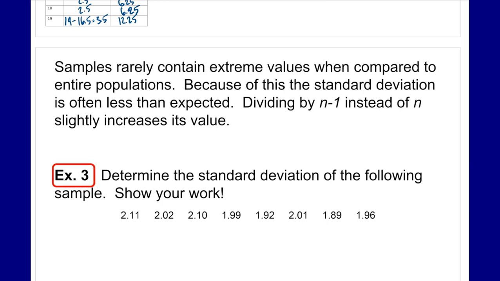by comparison. So because of this, the standard deviation is often less than expected when we're dealing with samples, because we don't have those extreme values. So by dividing by n minus 1 instead of n when we're doing our calculation, it slightly increases its value. It's kind of the mathematical way of accounting for the bias that might occur because you don't have those extreme values when you go through and do the calculations.